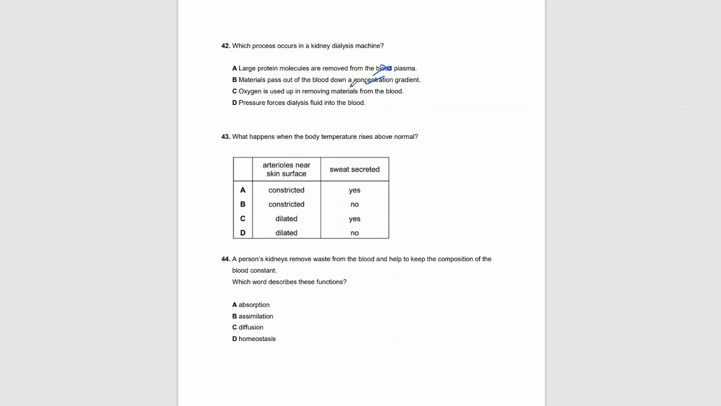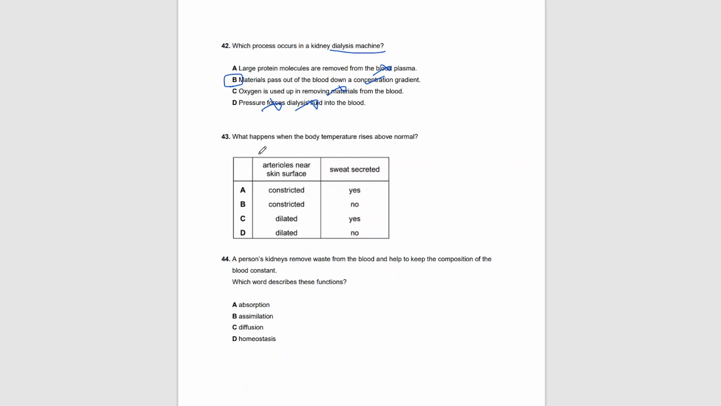Oxygen is used up in removing materials from the blood. No, because in a dialysis machine, the substances or materials move down the concentration gradient by diffusion, and diffusion does not require any oxygen. Pressure forces dialysis fluid into the blood. It's completely wrong. Dialysis fluid acts as an exchange medium and takes out the materials. Dialysis fluid does not move from the dialysis machine into the blood. So it's definitely wrong. B is the only correct answer.